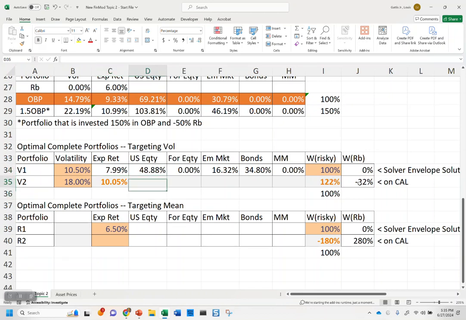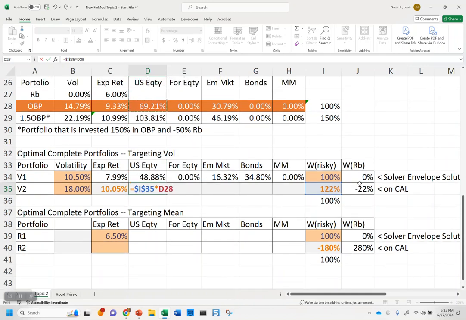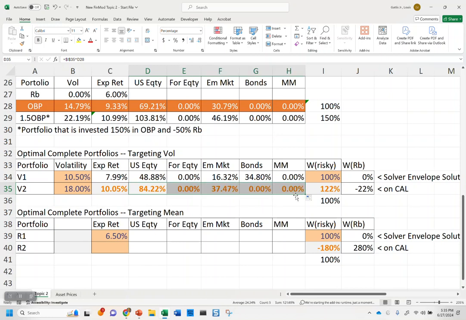And last thing we're going to do is, how do I actually build the portfolio? Well, take 122%, anchor that, times OBP's weight in US equities. I'm going to copy that across since I anchored the weight. And notice how if I look at the sum of these, they add up to 122%.